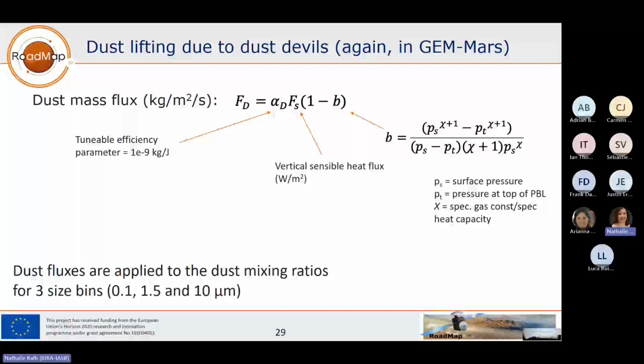We apply these mass fluxes to tracers in 3 size bins, and then we transport them separately, and we compute the radiative properties after, but we transport them separately. Other models do it differently. You transport the log normal, just the distribution. Yes.